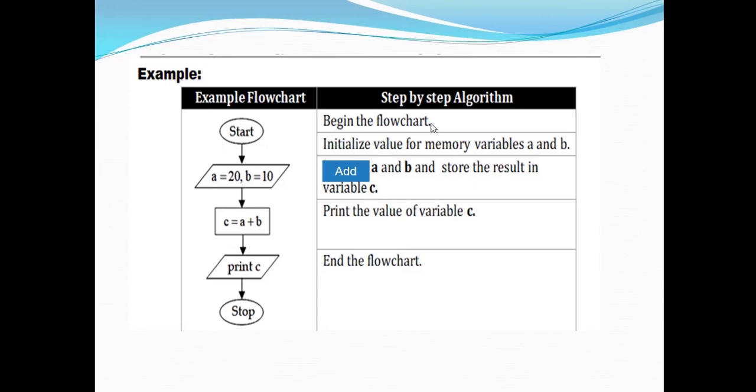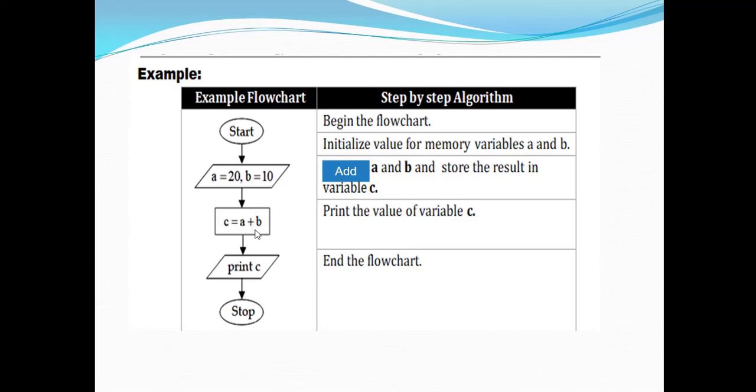That is the beginning of the flowchart. Initialize the values of our memory variables a and b. We are initializing the values: a is equal to 20, b is equal to 10. Initializing means assigning some value to a and some value to b. That is what we call initializing.